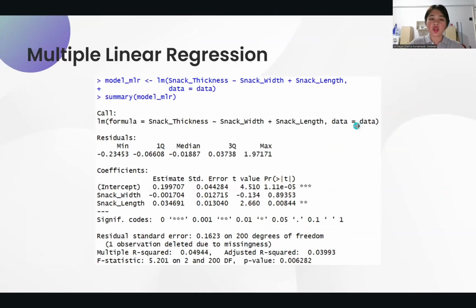Next, multiple linear regression. I added length as another predictor to see the combined effect on thickness. By including both width and length, we get a more accurate prediction of thickness. This is useful because thickness doesn't depend on width alone.